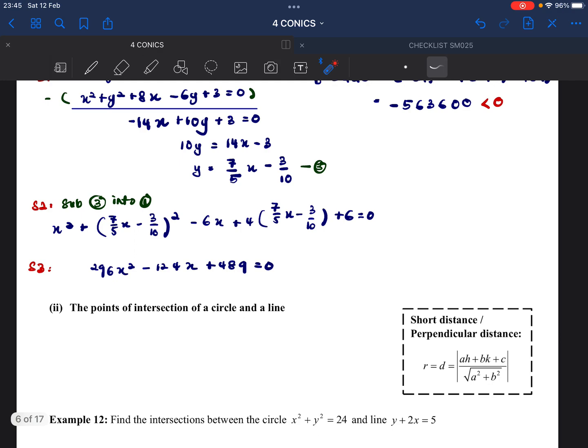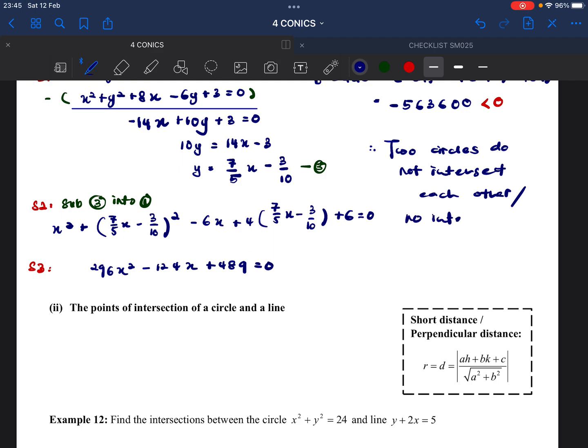So we are going to conclude that the two circles do not intersect each other. Or sometimes you can just put no intersection point. So just like that.